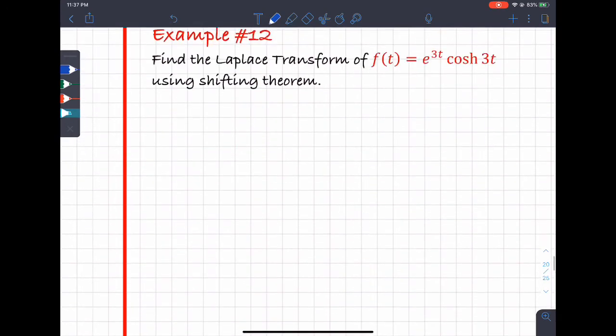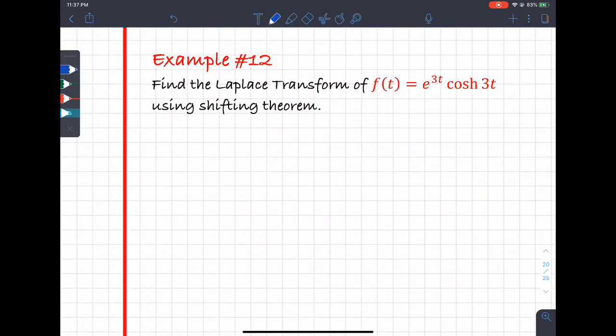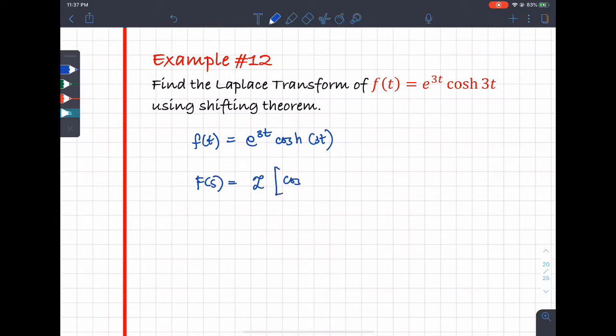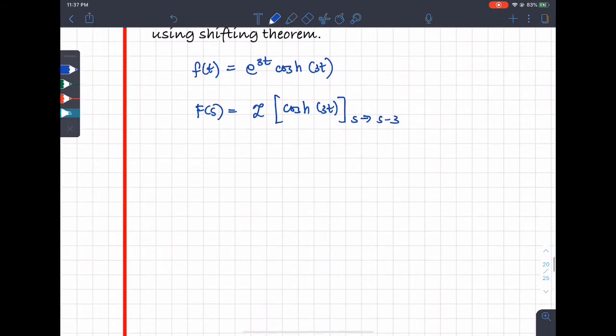Let's have another one. Okay, so this one, we're going to use the shifting theorem. So for our hyperbolic function, f of t is a product of the exponential e raised to 3t, then hyperbolic cosine of 3t. So using the shifting theorem, our F of s would be the Laplace transform of hyperbolic cosine 3t, and then we're going to shift s to s minus 3.